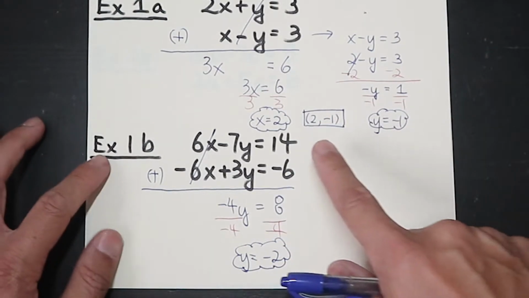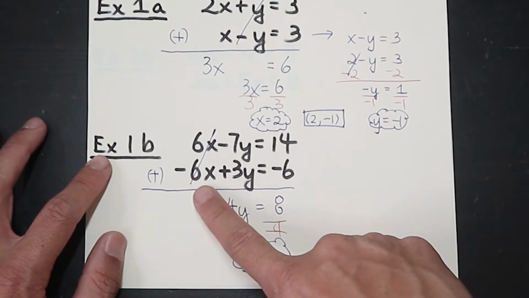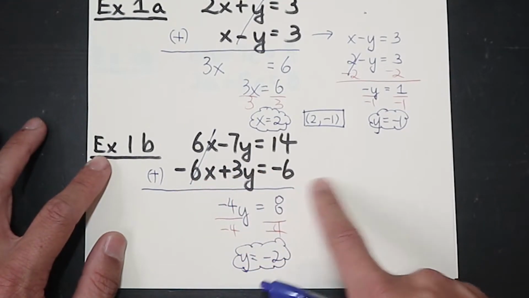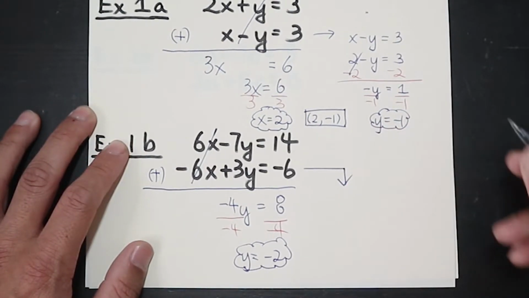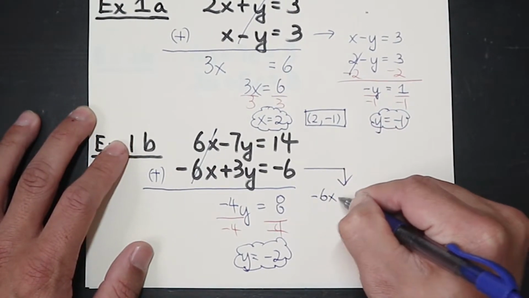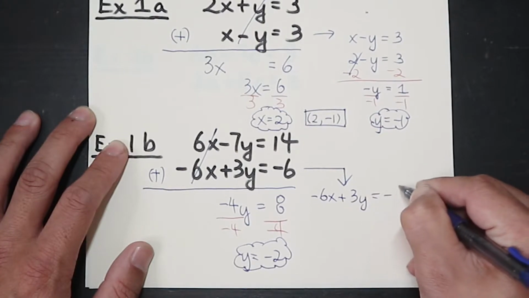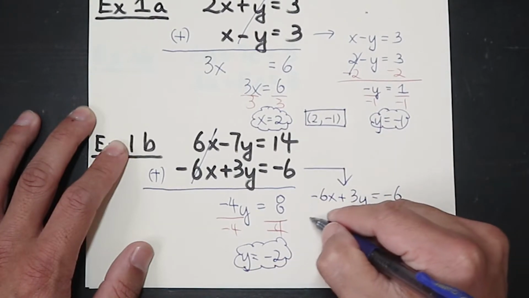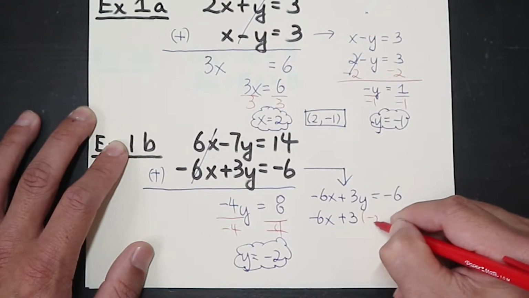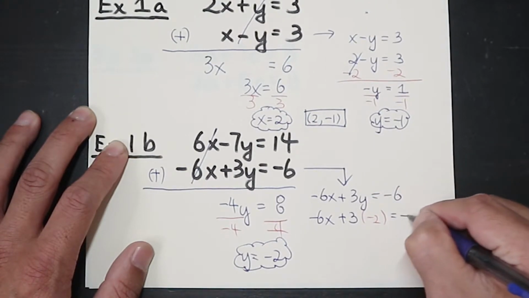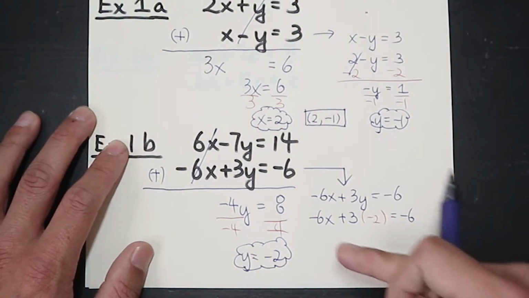If I were you, I would pick the bottom one because the bottom one seems to have numbers that are a little bit smaller. So if I were to plug it in, multiply, whatever, it's easier for me to work with smaller numbers. So I'm going to use this equation, rewrite it, negative 6x plus 3y is equal to negative 6. Replace the y with negative 2. So negative 6x plus 3 times negative 2 is equal to negative 6. And then from there, you solve for x.